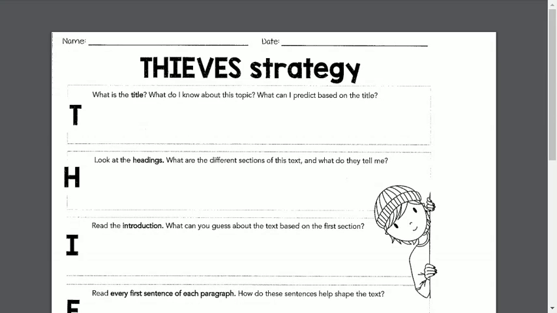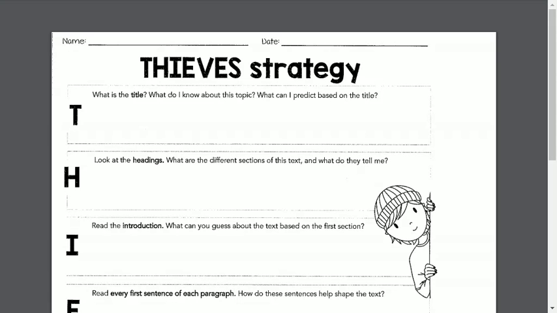But the reason it's so important is it gets your brain moving, and it makes you start thinking about what you're going to be learning. All right, so E, read the first sentence of each paragraph. So let's go back to our reading here, and we're going to read the first sentence of each paragraph.